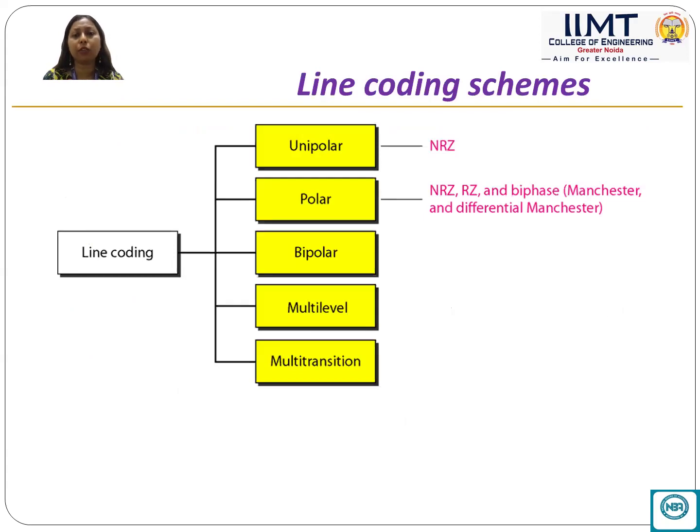After that, different line coding techniques, and that is an important part of study in this subject. There are different types of line coding. The first one is unipolar, then polar, then bipolar, after that multi-level, then multi-transition. The unipolar technique, again, can be divided into different types. As we see here: non-return to zero or return to zero, biphase, which is described as Manchester, and differential Manchester.